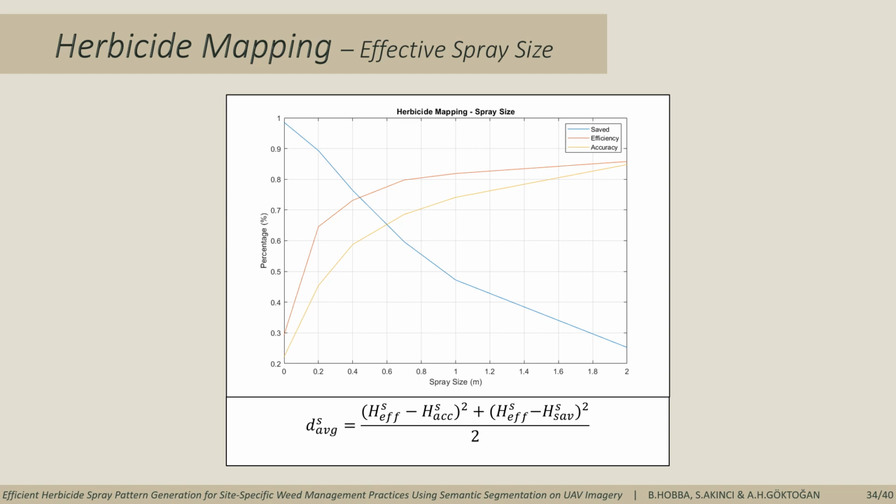The minimum value is selected from the range of sizes, with this value representing the most balanced spray size when accounting for saved herbicide, accuracy, and efficiency. This value was approximately 0.45 meters.